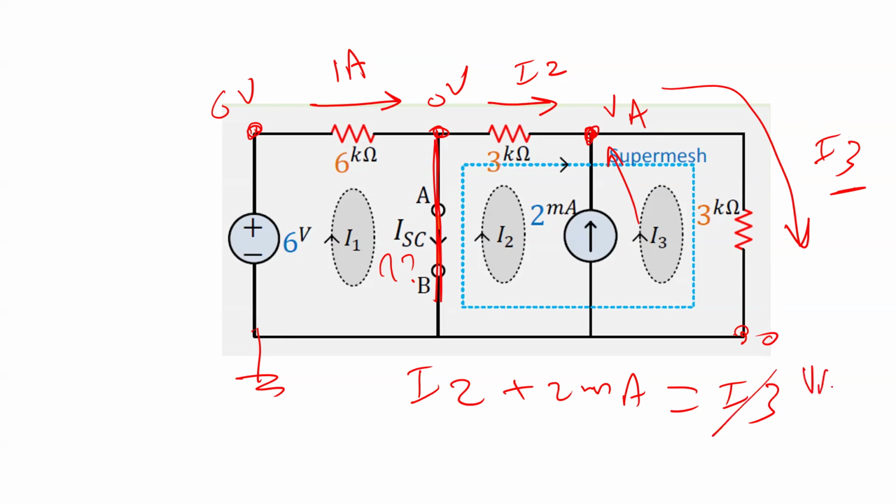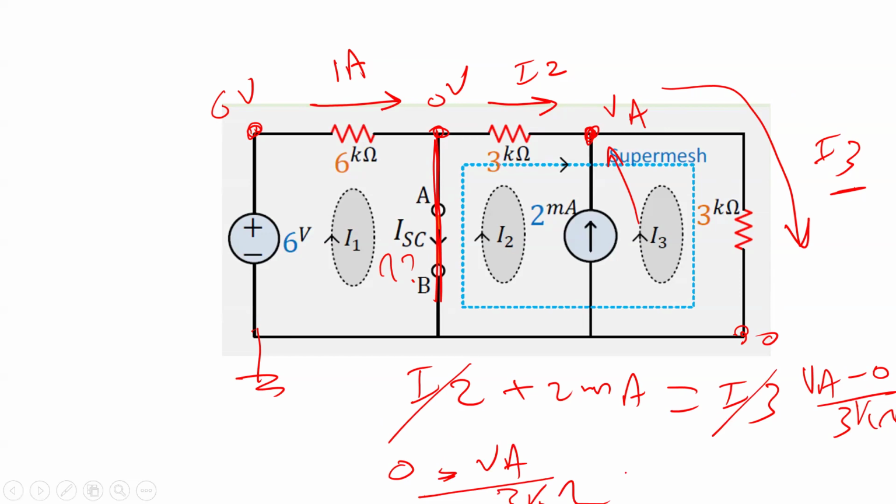So this one is actually VA minus 0 divided by 3 kilo ohm. Okay, what is I2? I2 actually is 0 minus VA divided by 3 kilo ohm. So now I have an equation, and this equation has only one unknown, which is VA. After I calculate VA, I'm done. Once I find VA, I can easily calculate I2, which is 0 minus VA. And once I have I1 and I2, I can easily calculate this I short circuit. Okay. Yes. What's your question?